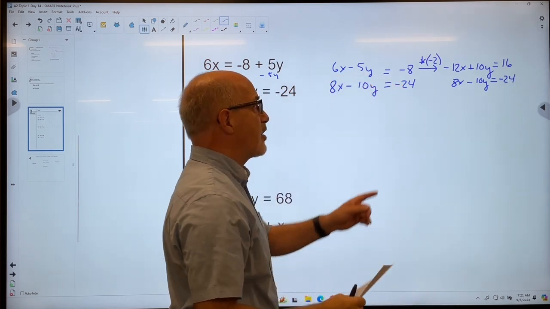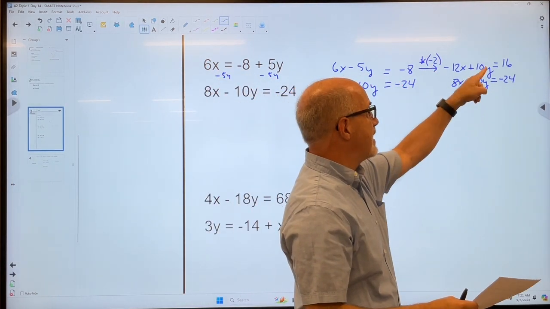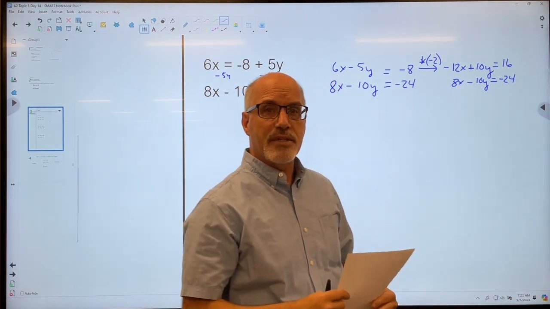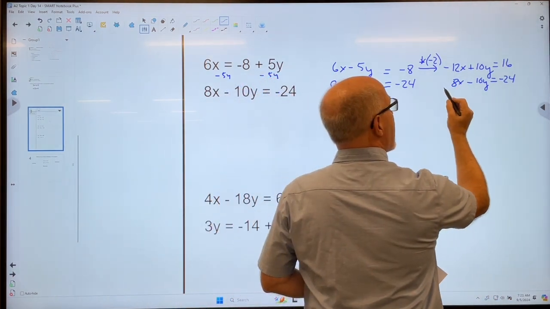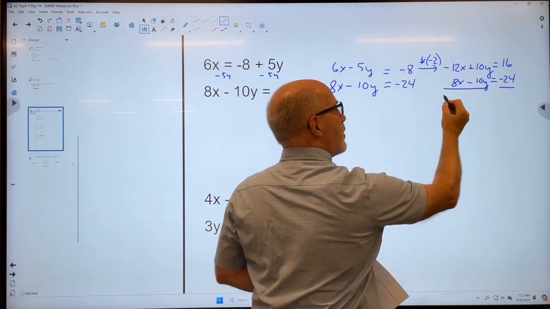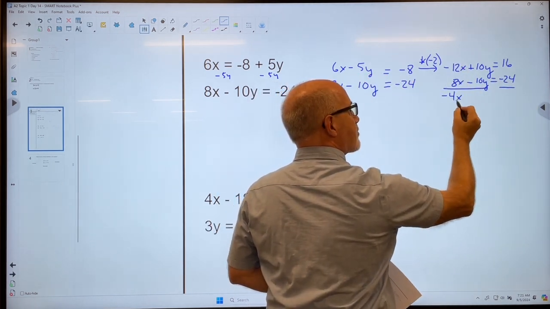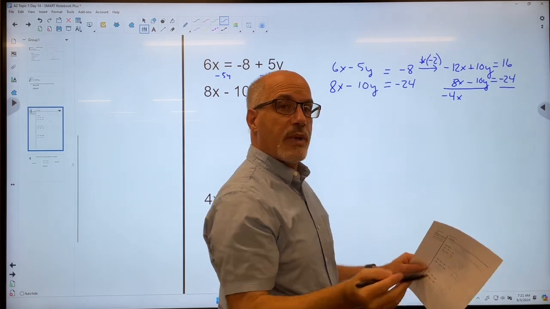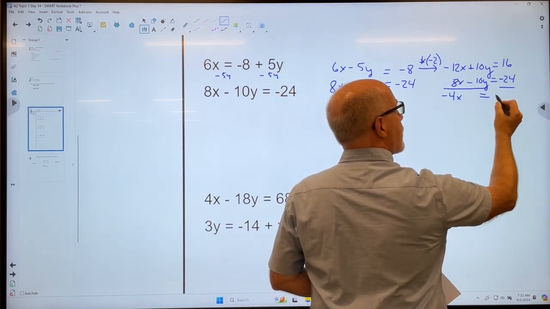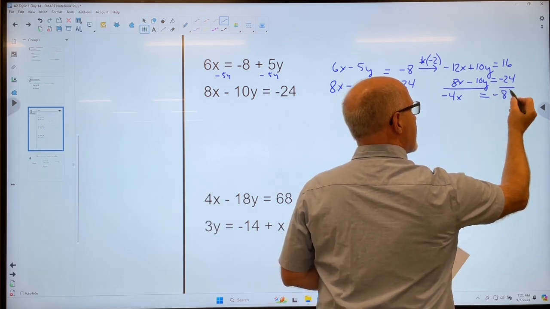So now I've got an equation where the x's, the y's, the equals, and the numbers are all lined up, and the y's are opposites. So let's add straight down. When I add down, I get negative 4x. No more y's when I add straight down. And here, 16 plus negative 24 gives me a negative 8.